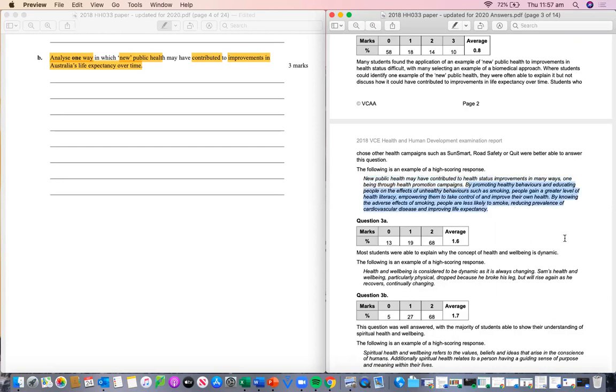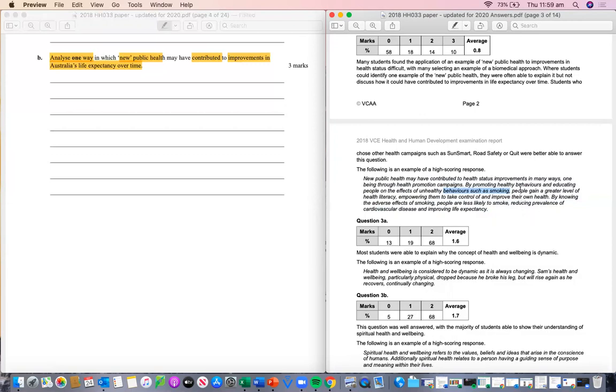So we looked here at the key things they actually noted to get 3 marks. Basically, they found how it improves health status, well, sorry, life expectancy. So we had a look here at empowering individuals to take control of their own health, and gaining understanding through health promotion campaigns. For things like smoking, you could talk about the Quit campaign, for instance. So I've talked about health promotion campaigns such as Quit, endorsing and educating people on the effects of unhealthy behaviors of smoking. Bang, that's well marked there.